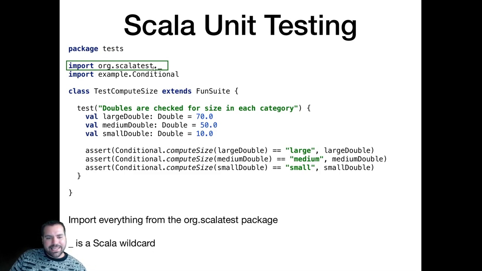So in ScalaTest, there's a package named org, a subpackage named scalatest, and then in that subpackage, there are a lot of classes and methods that we want to use, and we can import every single one of them just using that underscore.